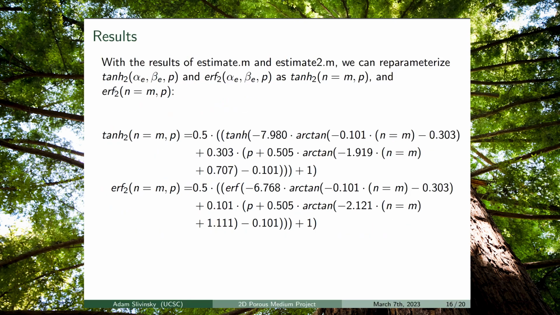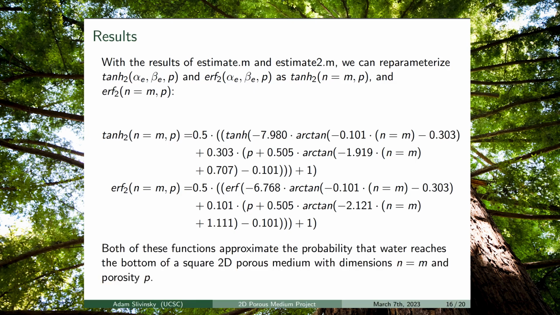So with these two results, from estimate and estimate 2, we can re-express the hyperbolic tangent and error functions from functions of alpha sub e, beta sub e, and p to functions of n equals m and p, and both of these functions are listed below with all constants listed. So both of these functions are approximations of our target probability that water reaches the bottom of a square 2D porous medium with dimensions n equals m and porosity p.